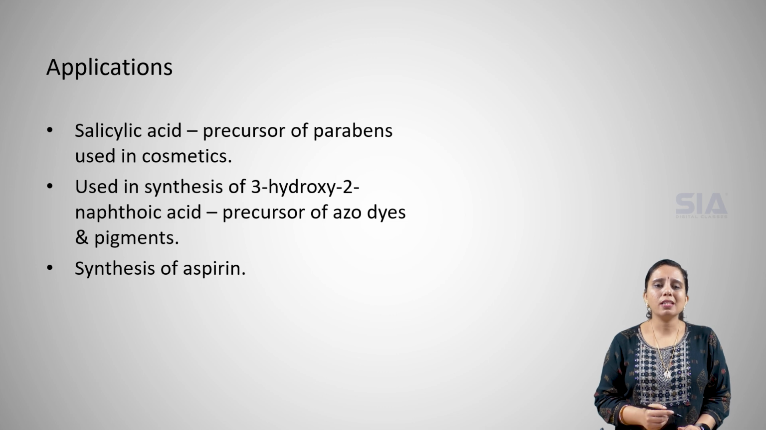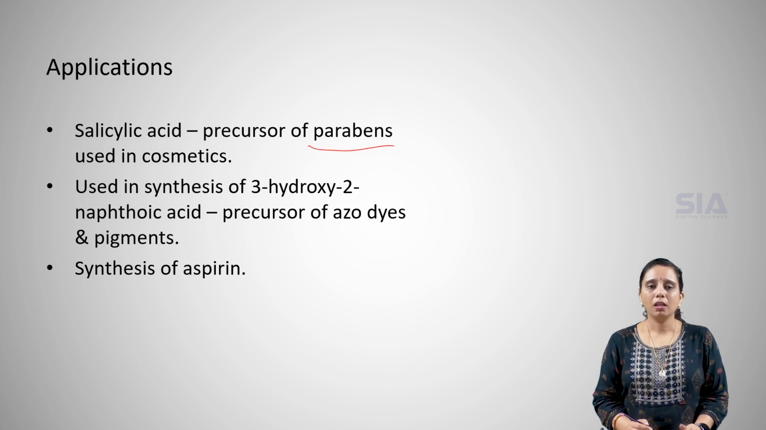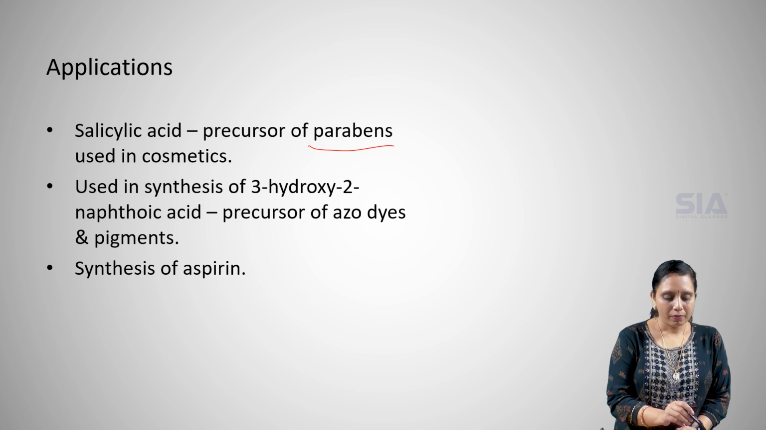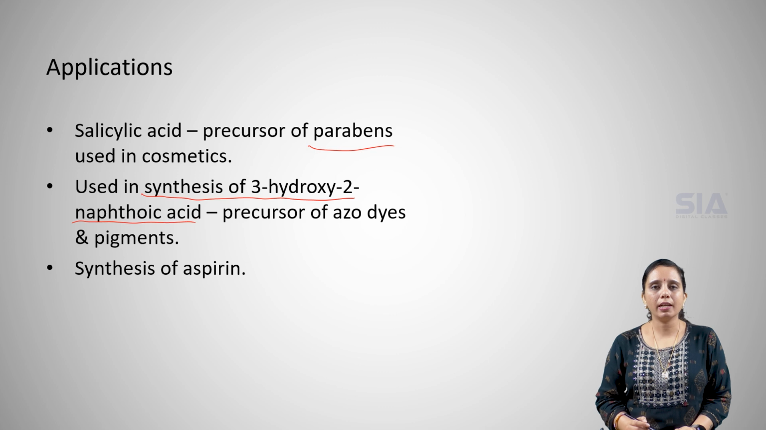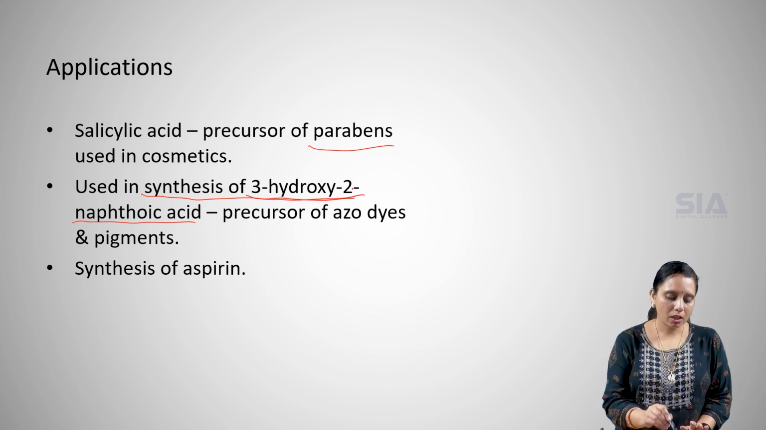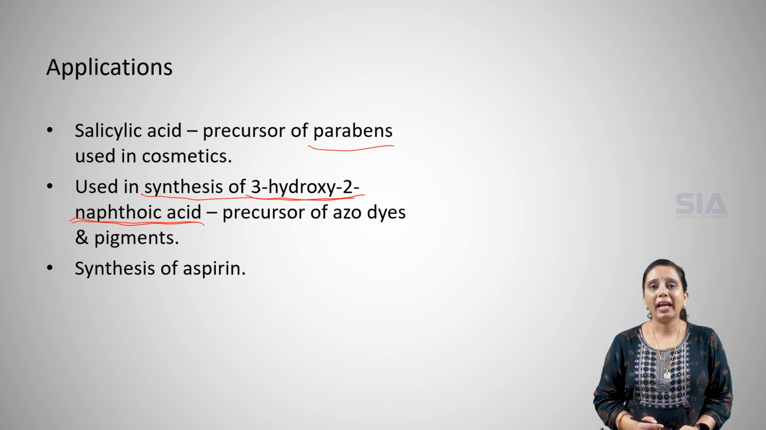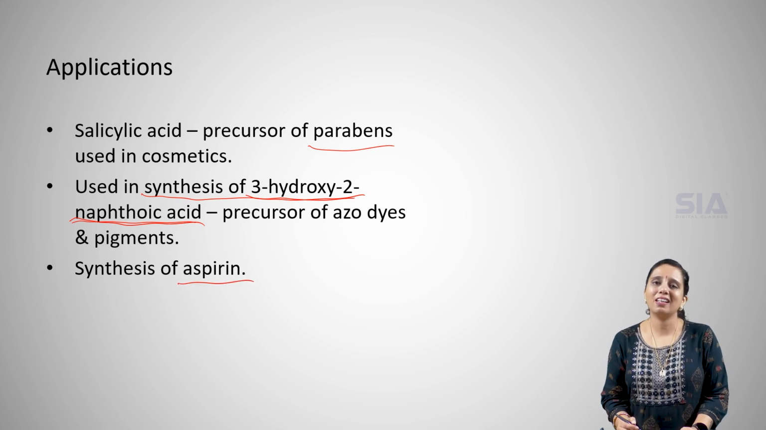Salicylic acid is a precursor for many cosmetic substances. Cosmetic substances generally contain parabens, and salicylic acid is a precursor for parabens. It is also used in the synthesis of 3-hydroxy-2-naphthoic acid, which is a precursor of azo dyes and pigments. Salicylic acid is also used in the synthesis of aspirin, which is an analgesic drug.